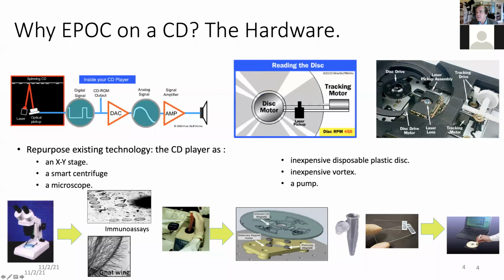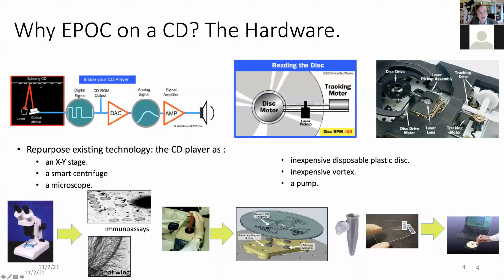Right, so here you see the same. This is the disk drive, the tracking drive, linear, and then the rotating drive. And here we have the laser pickup assembly and laser lens. What that does is basically the following.